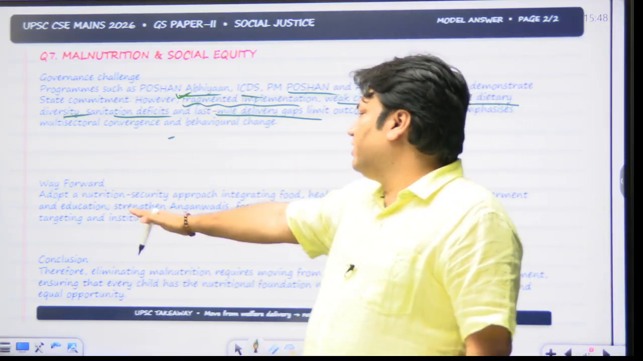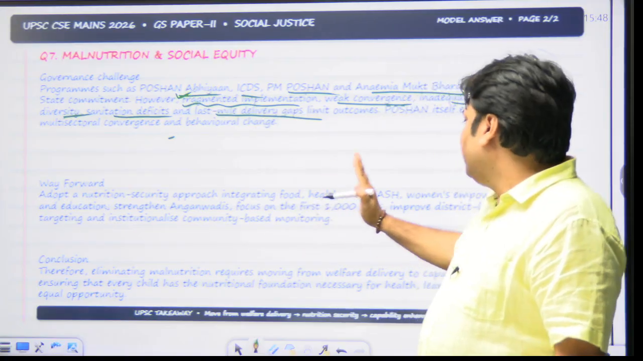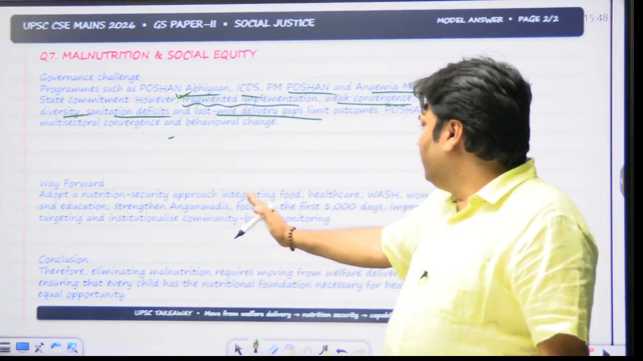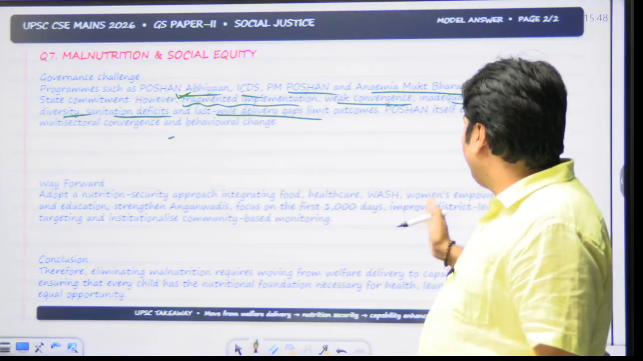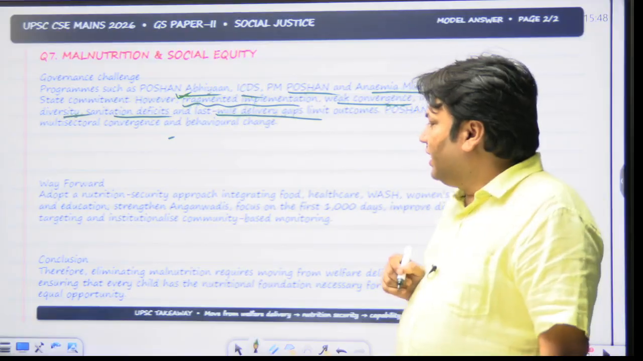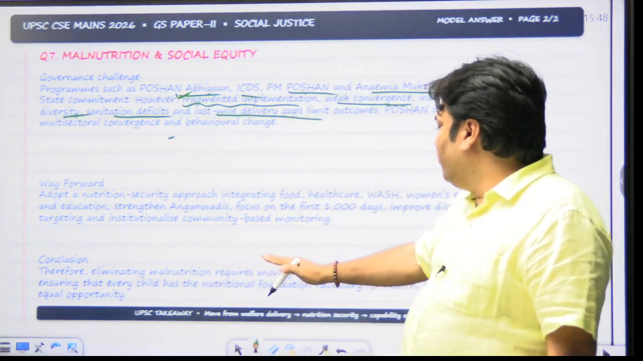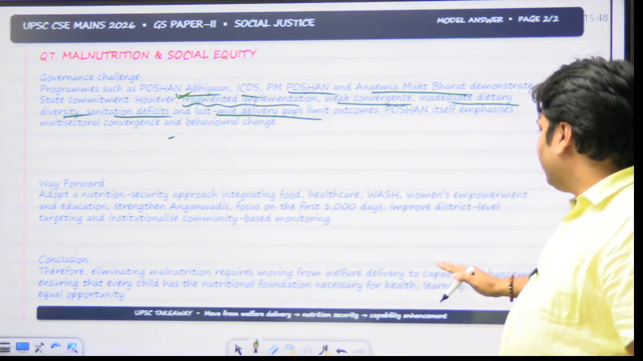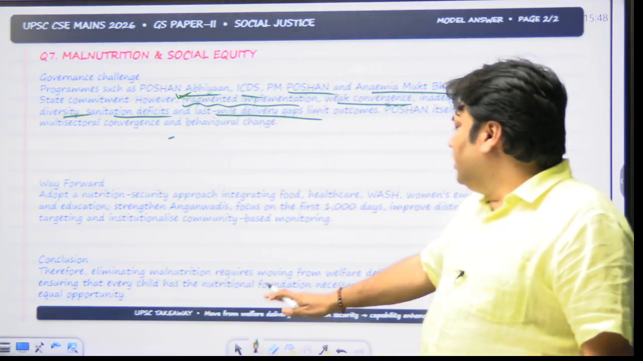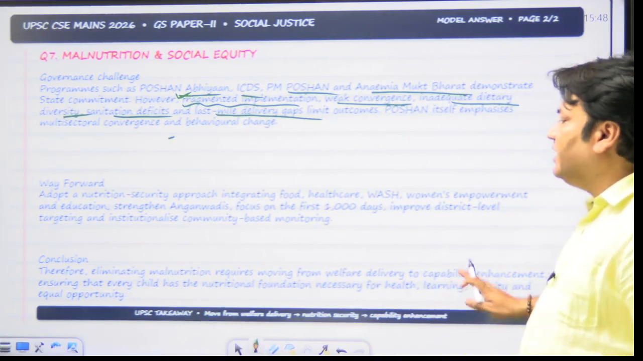Suggestions or way forward, we can write adopt a nutrition security approach, integrating food, healthcare, WASH, women's empowerment and education, strengthen Anganwadis, focus on the first 1000 days, improve district level targeting and institutionalize community-based monitoring. And lastly, we can write conclusion like therefore eliminating malnutrition requires moving from welfare delivery to capability enhancement, ensuring that every child has the nutritional foundation necessary for health, learning, dignity, and equal opportunity.